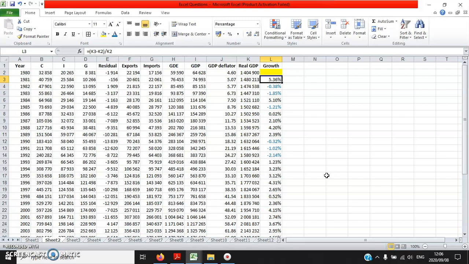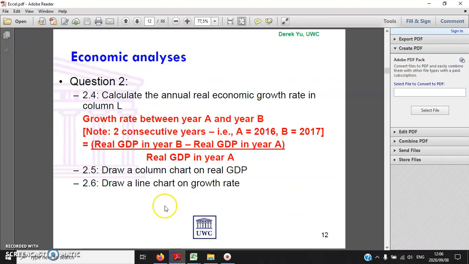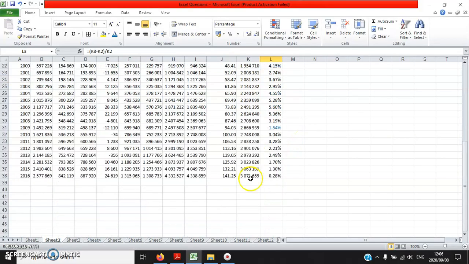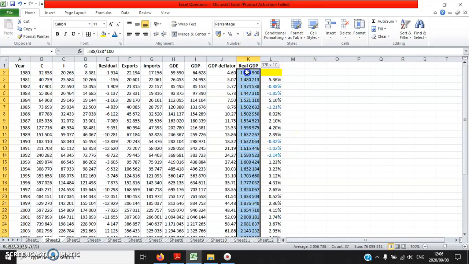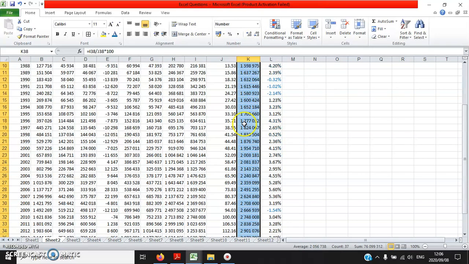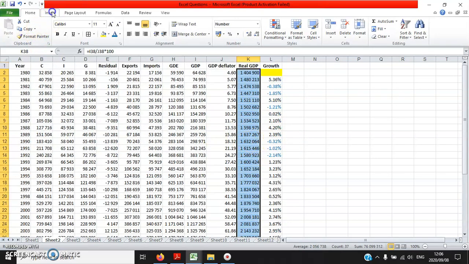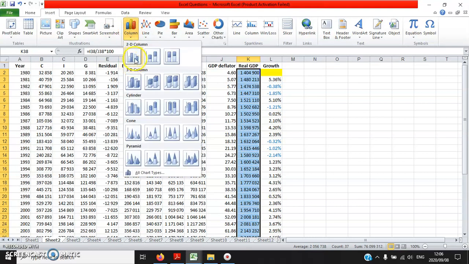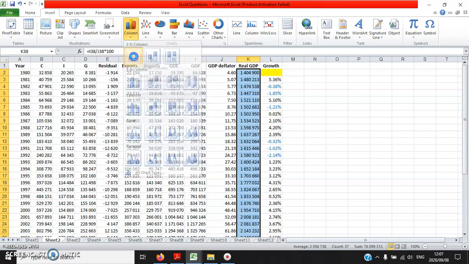Okay, then now we can move on to the questions on plotting different types of chart. Draw a column chart on real GDP. So let me highlight the values. Insert, I think you can select column chart, the first one. Remember, for academic research papers, refrain from using the fancy 3D figures. It is a bit too much. So just the normal 2D column chart.